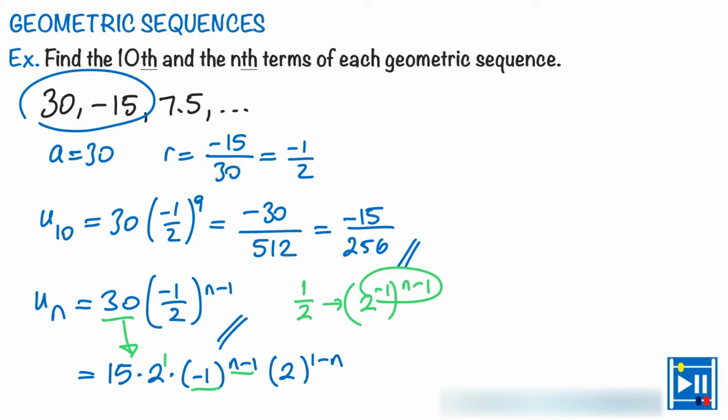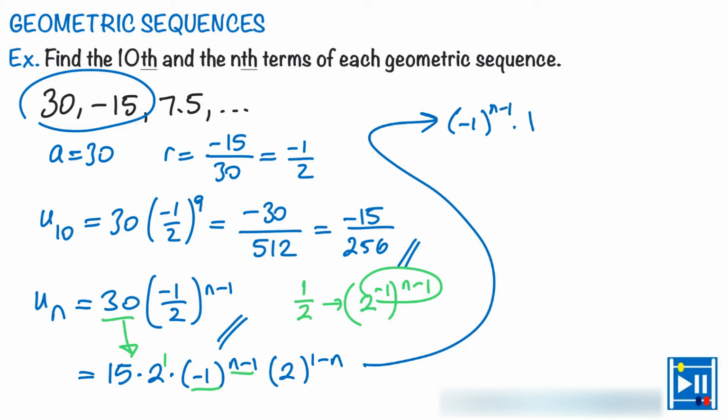And just because the power is 1 here, now I can just write down, this is minus 1, let's write this to the beginning so that it will tell us that it is an alternating sequence, right, times 15, and I'm going to now write down 2 to the power of, if I add these, I'm going to get 2 minus n. So I can further simplify my nth term like this.